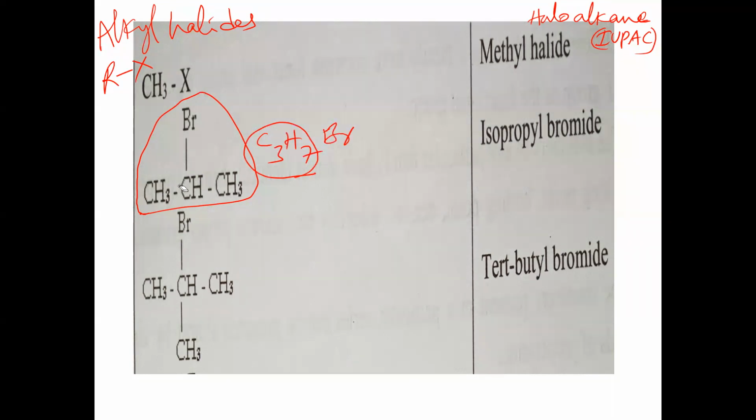In this structure, in propane, the bromine is attached to the middle carbon. If you take bromine as the substituent, what is this group now? Isopropyl group. The free bond is on the last-but-one carbon, right? So it is called isopropyl. So isopropyl bromide is the common name, and 2-bromopropane is the IUPAC name.